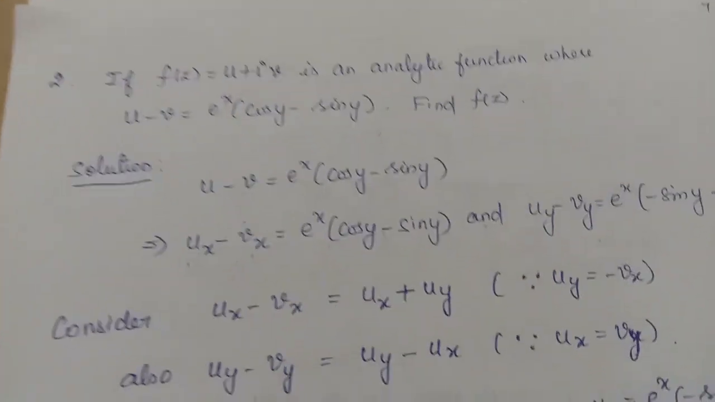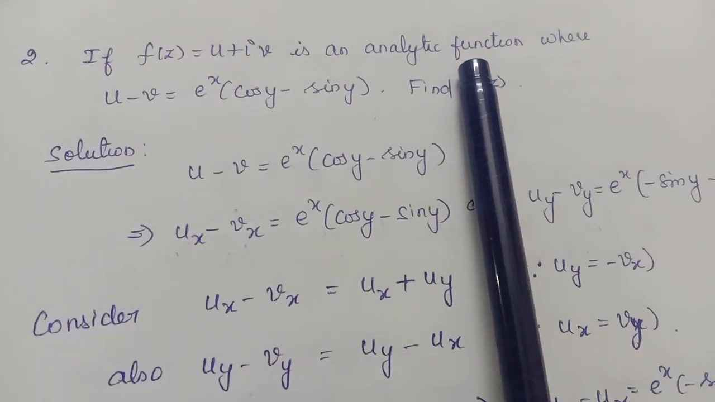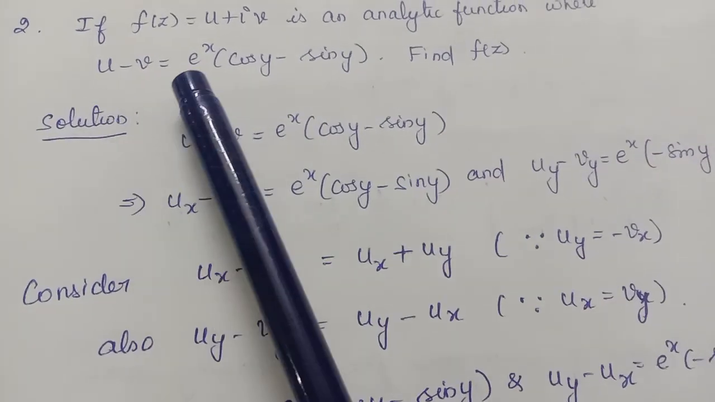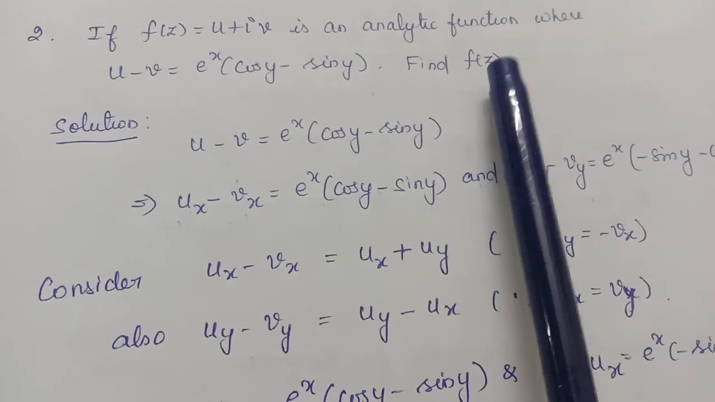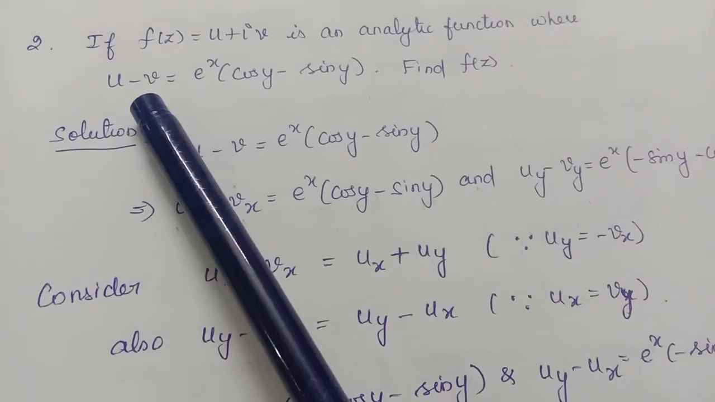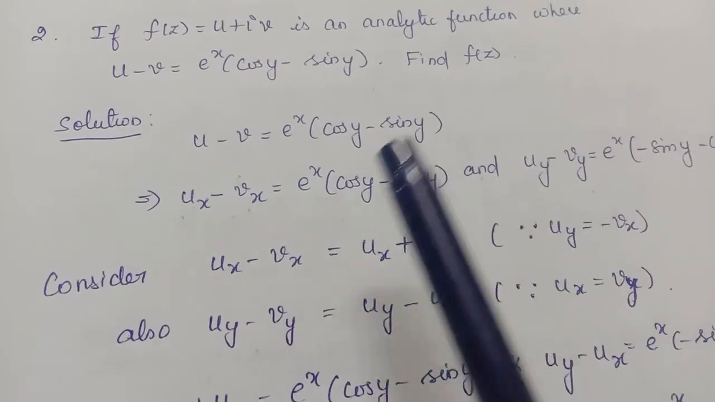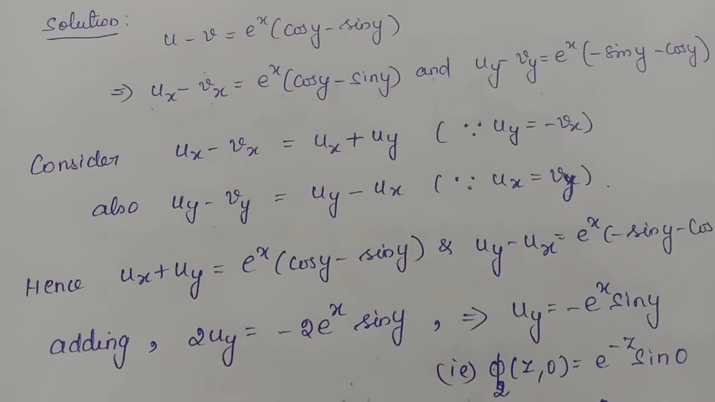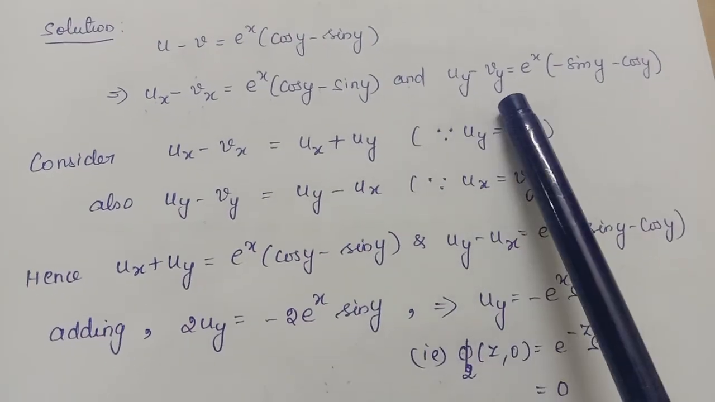Next problem. If f(z) equals u plus iv is an analytic function where u minus v equals e^x (cos y minus sin y), find f(z). Instead of the real part, they have given u minus v. In the same way we are going to proceed. Now differentiate the given expression with respect to x and y. So what will you get? ux minus vx and uy minus vy.